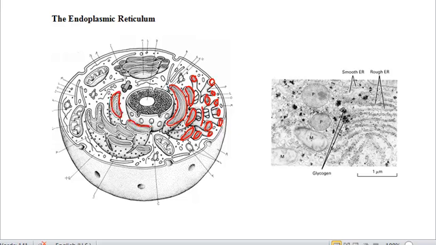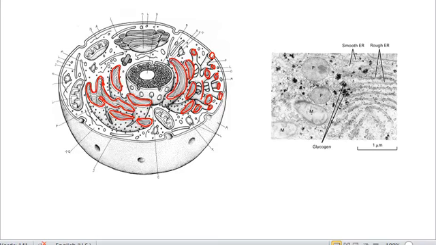And the reason the diagram doesn't do it justice is because the ER is very, very thin, but it's very extensive, and it's all throughout the cell. And because we need to be able to see the other things that are in the cell in this diagram, they oversimplify it and make it look like there's not that much of it in the cell, but there really is an extensive amount of it throughout the cell. And depending on what type of cell it is, it'll have more. So if you look here, they've shown you some examples.